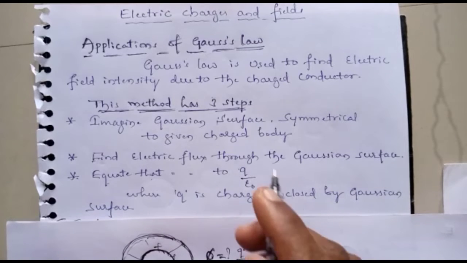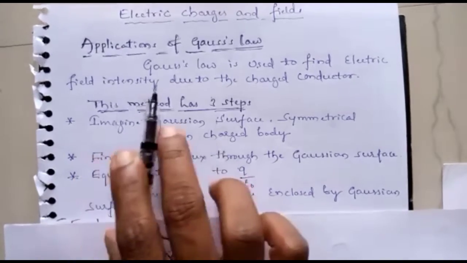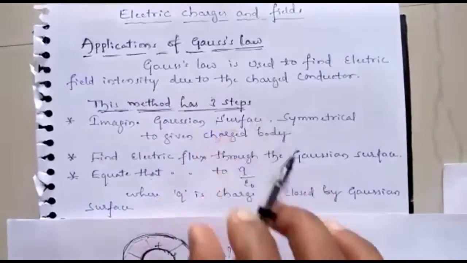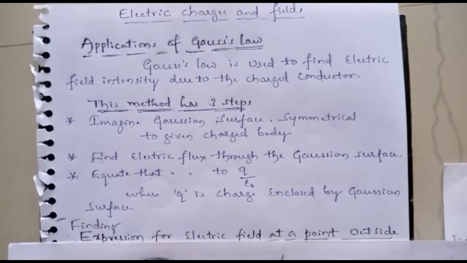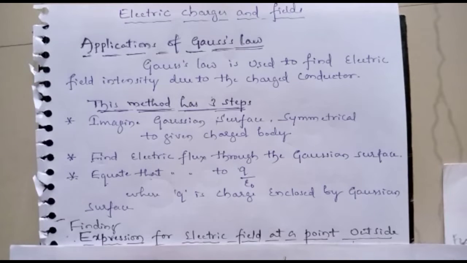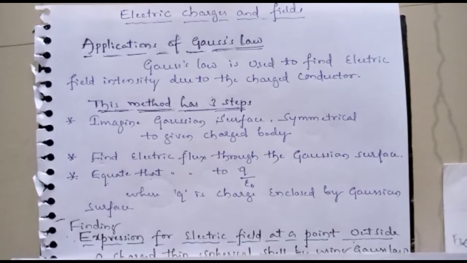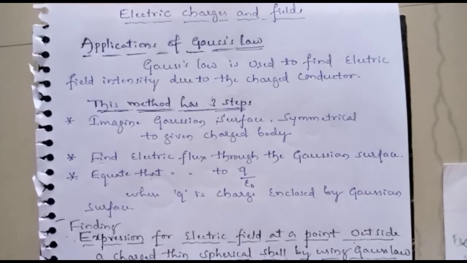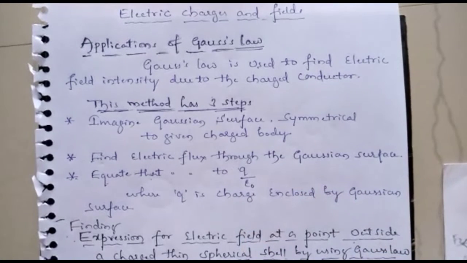Okay, now these are the three steps, and by using these three steps we can find the electric field intensity due to various types of charged conductors. And now we have to calculate. It means by using one example, or with these three steps, we can find the electric field at a point outside the charged thin spherical shell by using Gauss law. Okay, these are the three steps involved in this Gauss law method.